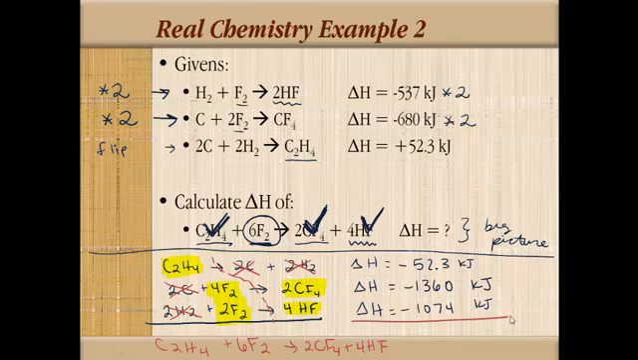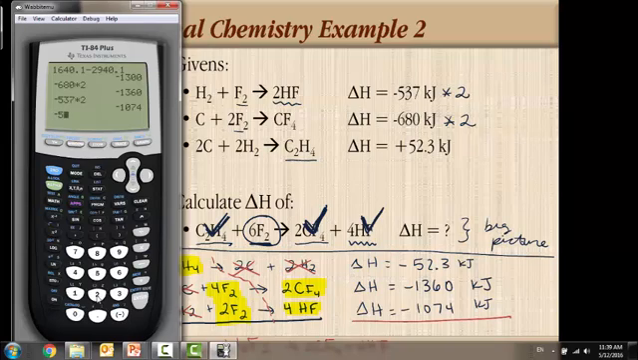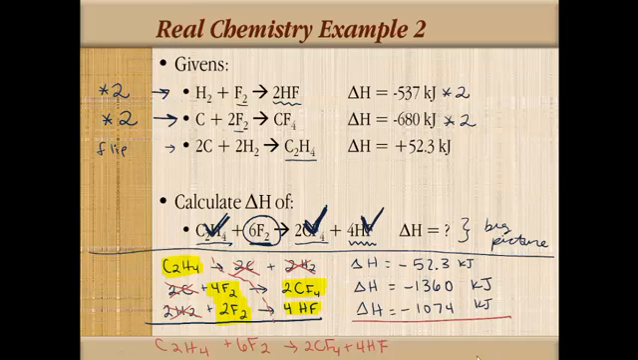And we added the equations together, so we add the delta H's. So let's go to our calculator and see what we get. Negative 52.3 minus 1360 and minus 1074. So my final delta H is negative 2486.3. For sig figs, my answer can only go to the tens place. So negative 2490. So negative 2490 kilojoules is my delta H.